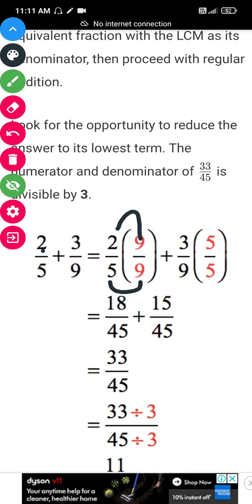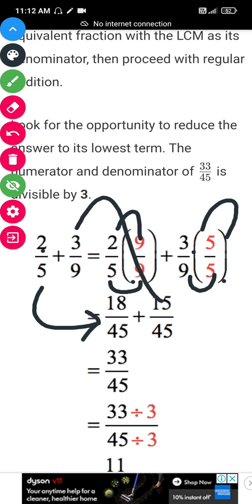The number which you multiply down, that same number you will have to multiply with the numerator also. And the second fraction, 3 by 9, you will have to multiply by 5, because 9 multiplied by 5 gives 45. With the same 5 you will have to multiply the numerator also. So we get two new fractions: 18 by 45 and 15 by 45.